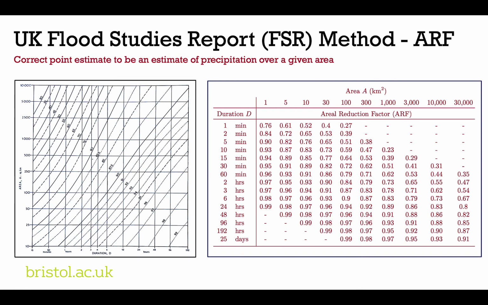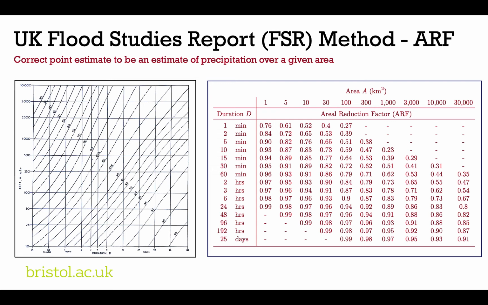The final stage of the exercise in determining the precipitation total is that what you will have derived is a point estimate of the total precipitation that's fallen. But what we want to do is to estimate what the precipitation will have been over your catchment area. And so in order to do that, we need to use something called an areal reduction factor, and the relationship between precipitation measured at a point and the precipitation that would have fallen over a given area for a certain duration is related in the chart here on the left, and it's tabulated in the table on the right.